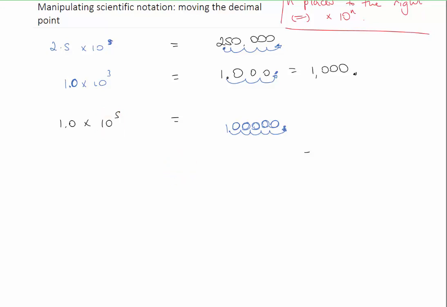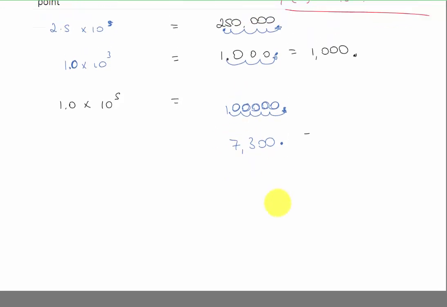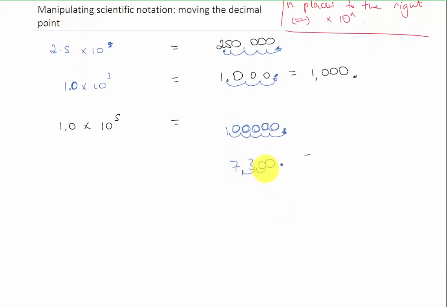One last one. So let's say 7,300. Where's the decimal place here? It's at the end. And what we'd like is to have 7.3 as our coefficient for the scientific notation. So we have to go 1, 2, 3 places. We've got 7.3 times 10 to the power 3 is equal to 7,300.